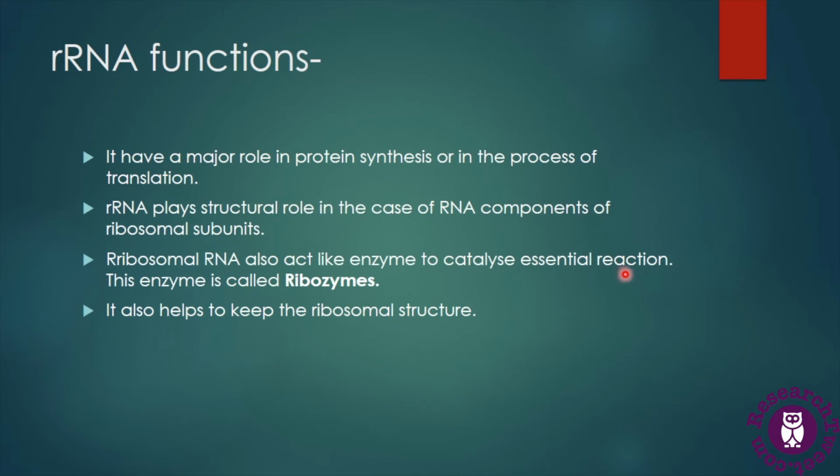Now let's understand the functions of ribosomal RNA. As we have seen in the previous diagram, ribosomal RNA performs a major role in protein synthesis, or in the process of translation. The ribosomal RNA decodes the codons, or triplet codons, present in the script of messenger RNA and then converts them into the polypeptide chain or protein. So rRNA has a major role in protein synthesis, as we have seen and discussed.